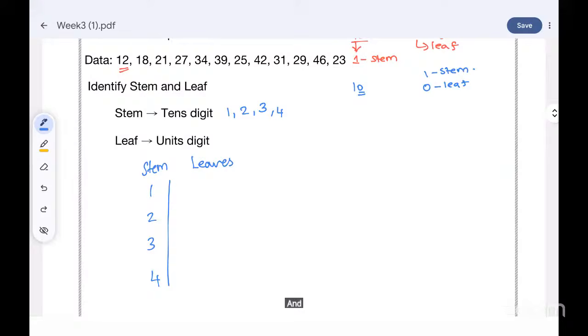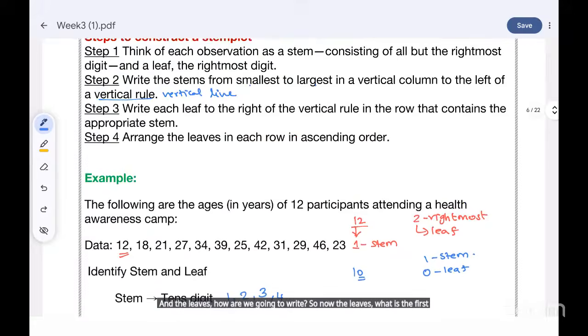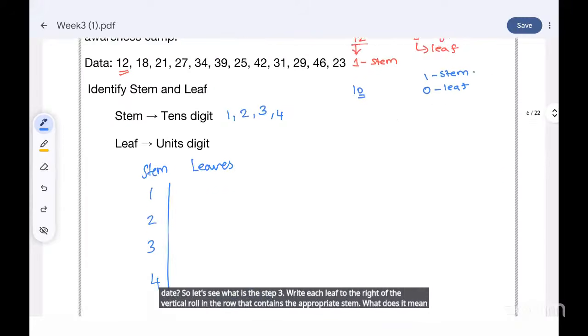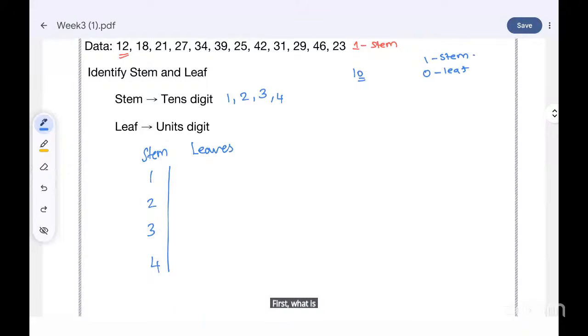And the leaves, how are we going to write? Now the leaves, what is the first data? Let's see what is step 3. Write each leaf to the right of the vertical rule in the row that contains the appropriate stem. What does it mean? The first data is 12, so the leaf is 2. Similarly for 8, the leaf is 8. And for 21, 1. 27, 7. 15, 5. 35, 5.